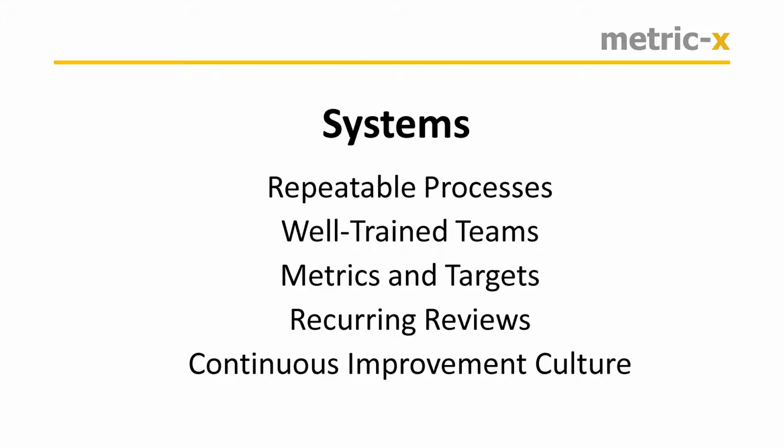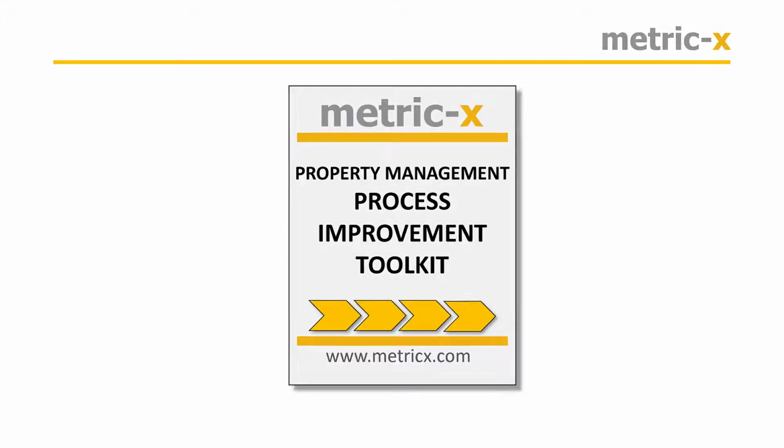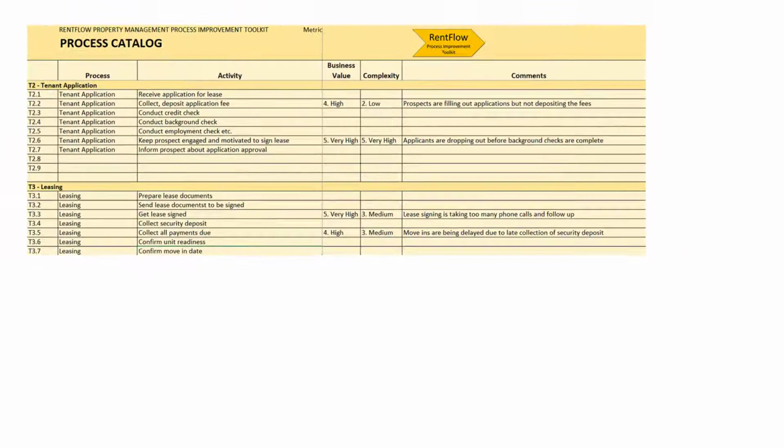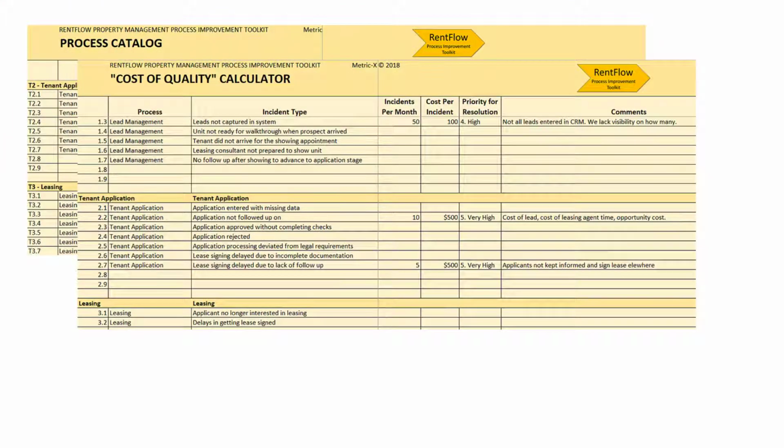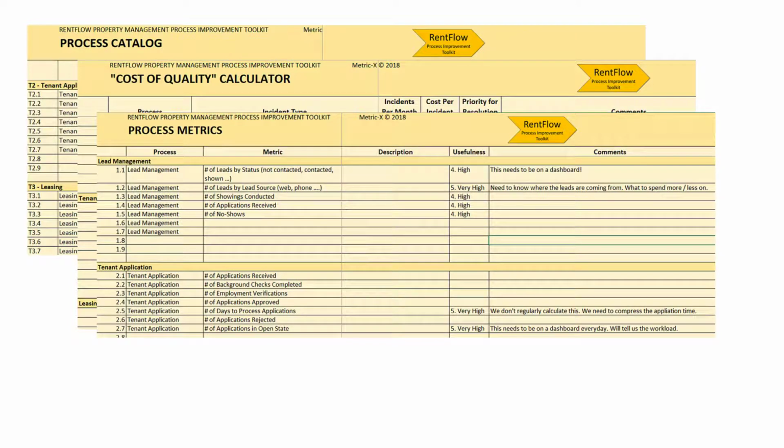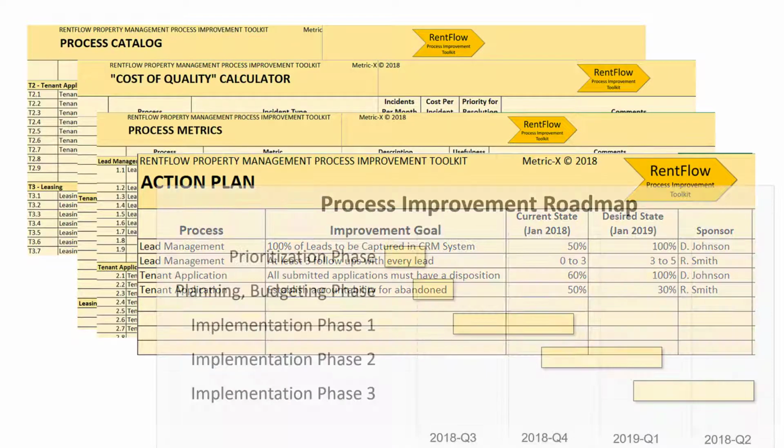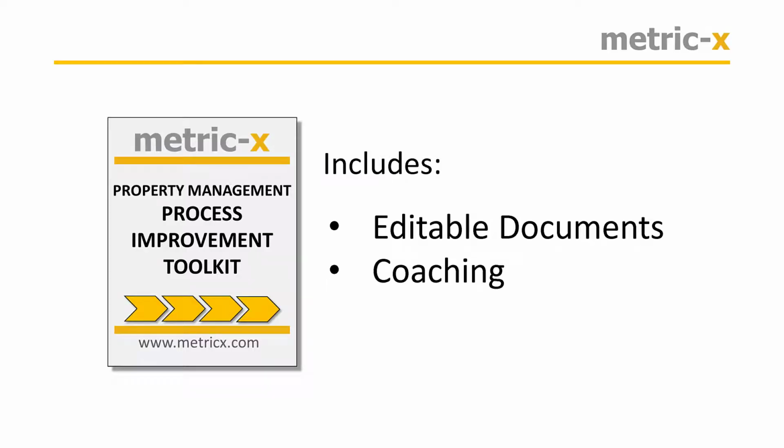If this resonates with you, then let's take a deeper look at the Process Improvement Toolkit. The toolkit consists of several modules: the Process Catalog, the Cost of Quality Calculator, which is also called the Defect Workbook, a list of process metrics, and a template for creating an action plan and communicating your roadmap. The toolkit is customizable. What you get are editable documents that you can add and delete and modify. And you also get a couple of hours of coaching to help you get familiar with the toolkit and also to get help using the toolkit and applying it to your situation.